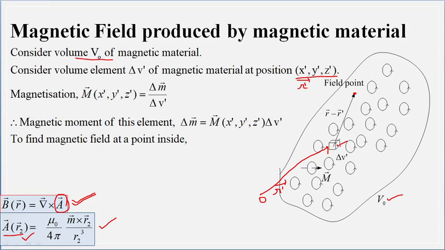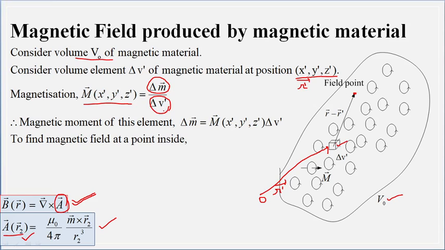Then the magnetization produced at this element is vector M. The position is x dash, y dash, z dash. By definition, what we defined on Monday, magnetization is the total magnetic moment divided by volume. So this is the total magnetic moment of this volume element. This volume element will contain the atomic currents, and each atomic current will give rise to a magnetic moment. So it is the total magnetic moment divided by the volume of that element. This is the definition.